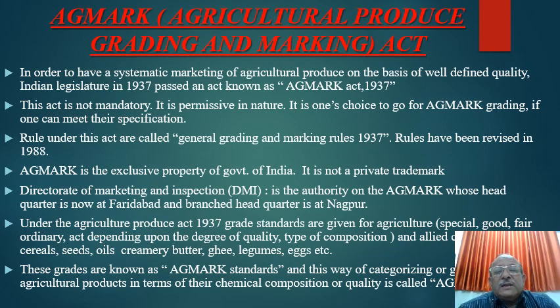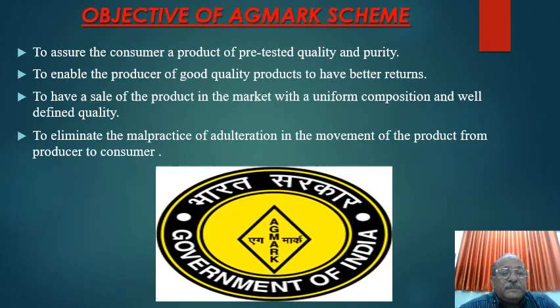Agmark is used under the Agricultural Products Grading and Marking Act, which you can see on all the items which are agricultural in origin. Objective of the Agmark scheme: to assure the consumer a product of pre-tested quality and purity, to enable the producer of good quality produce to have better returns, to have a sale of the product in the market with uniform composition and well-defined quality, and to eliminate the market practice of adulteration.